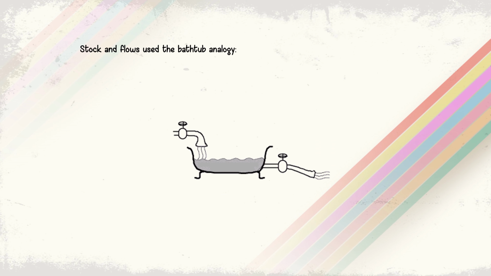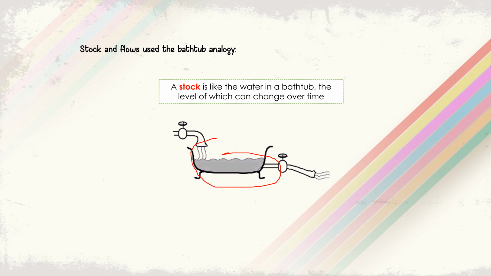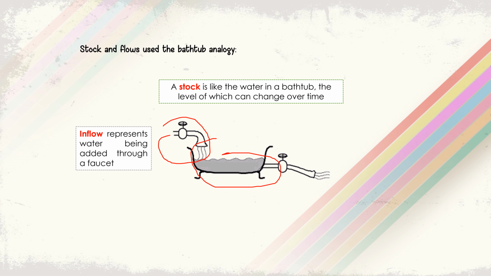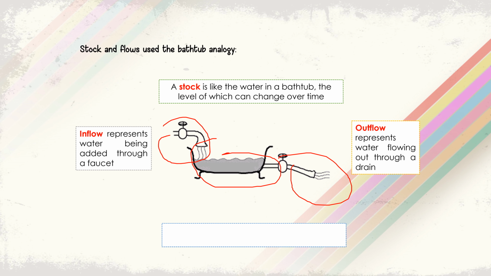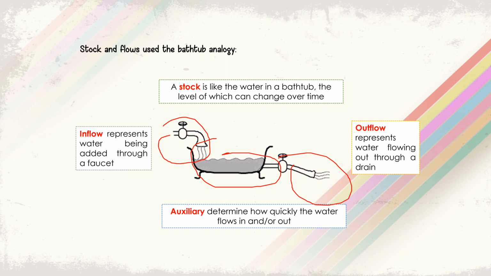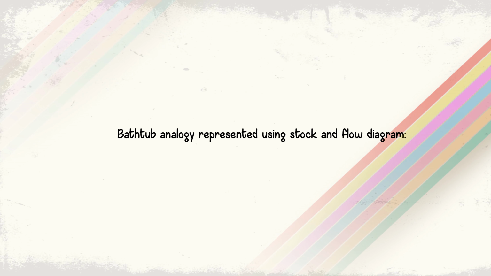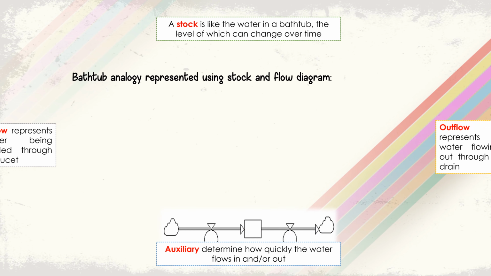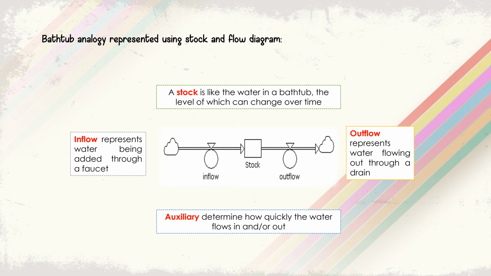Stock and flow use the bathtub analogy. So stock is like the water in a bathtub, the level of which can change over time. Then we have inflow, which represents water being added through a faucet. And we have outflow, which represents the water flowing out through a drain. And then we have auxiliary, which determines how quickly the water flows in or out. So using the bathtub analogy, we can represent the situation using the stock and flow diagram. It will look like this.